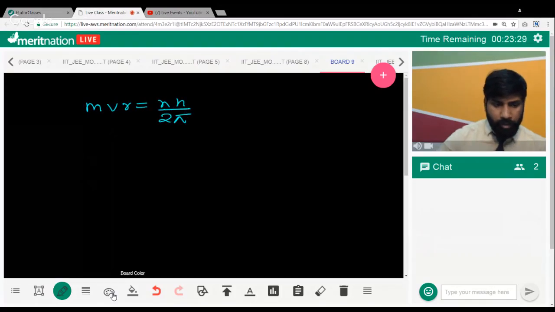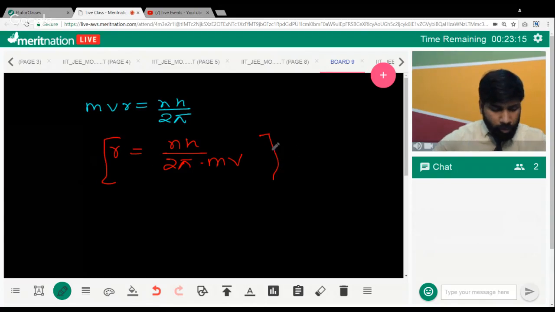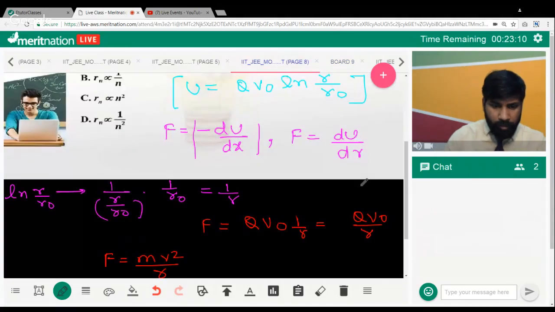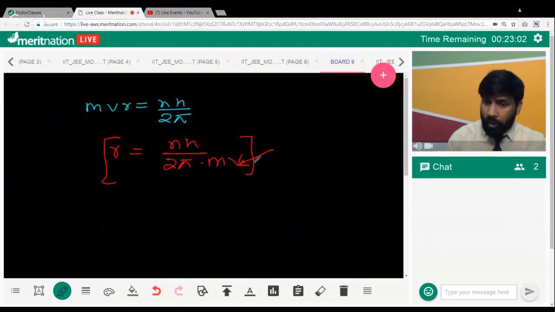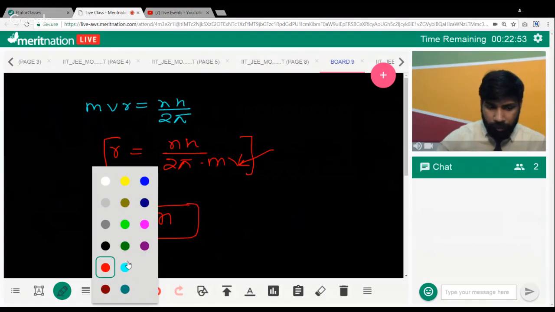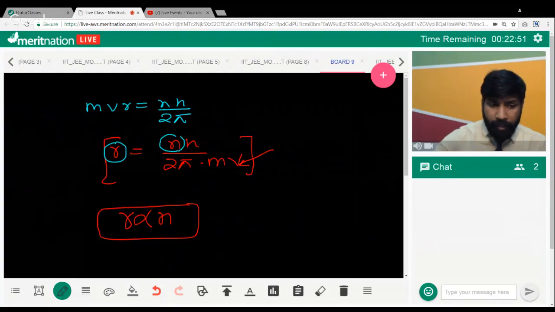This relation, angular momentum is equal to an integral multiple of h by 2 pi. So from this, r is equal to nh upon 2 pi into m into v. We can put the value of v here, where v is equal to q v naught by m. After doing the calculation, we get r is directly proportional to n.